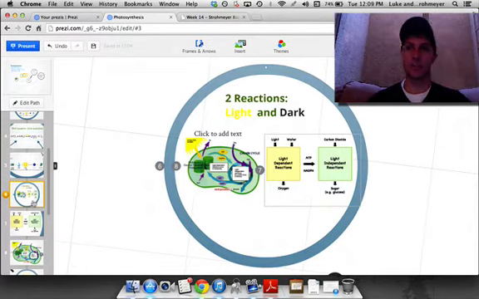These can also be called the light-dependent reactions because they require sunlight, and the dark reactions are called the light-independent reactions because they do not require sunlight. So they can happen when it's cloudy or at night. The light-dependent reactions have to occur during the day.